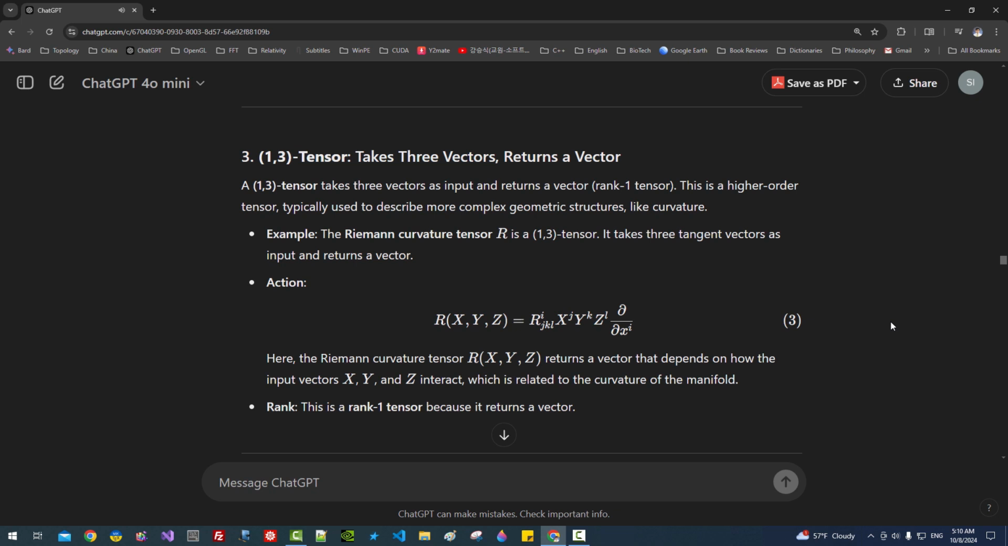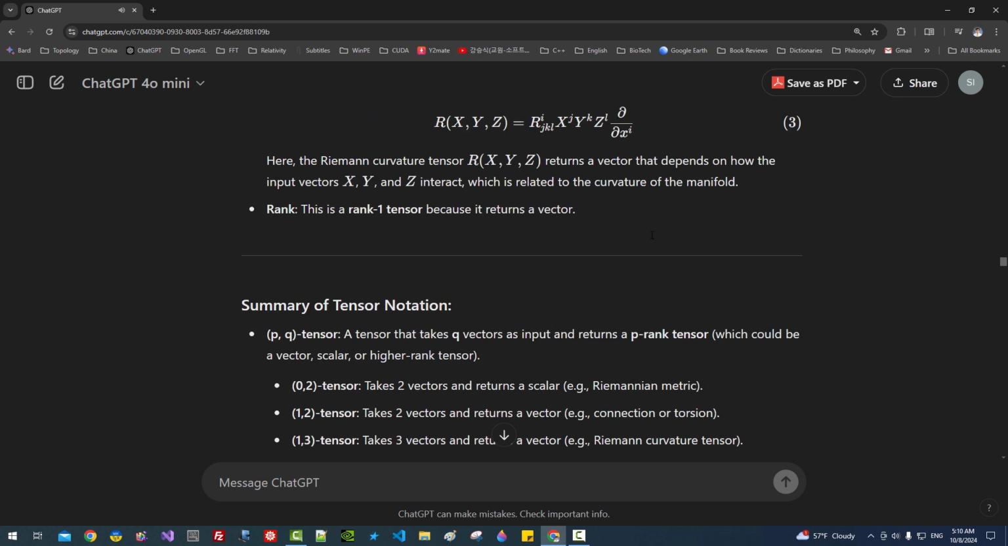Action: R(x,y)z equals R^i_jkl x^j y^k z^l ∂/∂x^i. Here, the Riemann curvature tensor R(x,y)z returns a vector that depends on how the input vectors x, y, and z interact, which is related to the curvature of the manifold. Rank: this is a rank 1 tensor because it returns a vector. Summary of tensor notation.